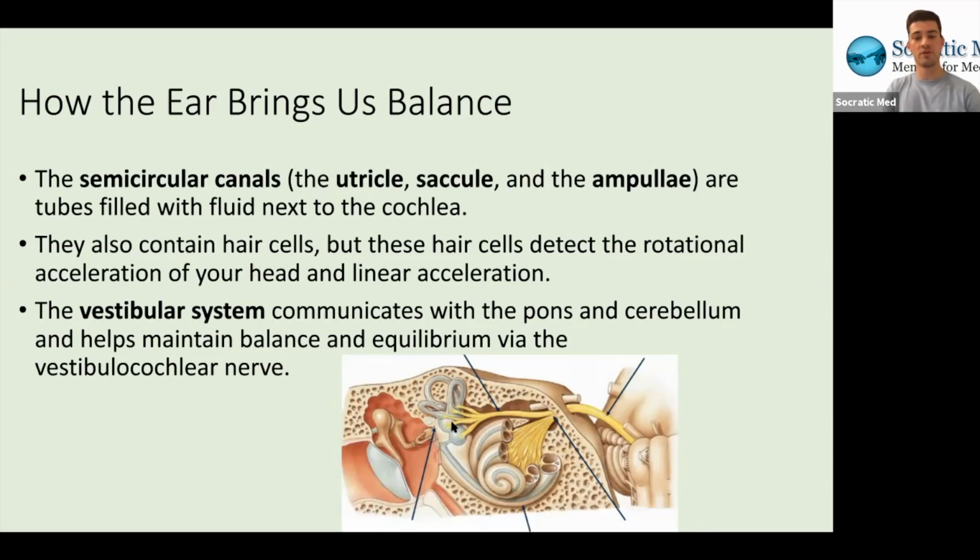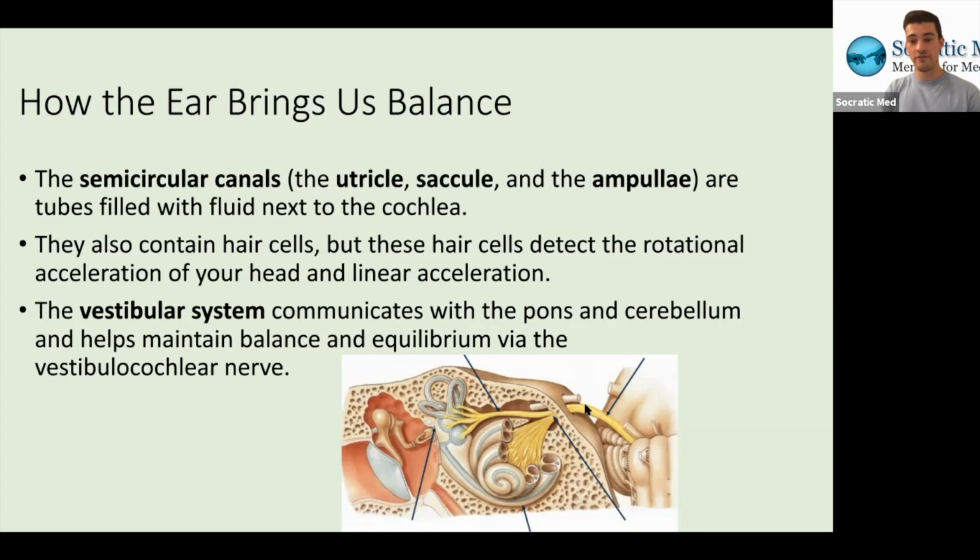Those are super important in terms of your bodily awareness. They contain hair cells as well. And the way in which they switch mechanical vibrations to electrical impulses is basically the same way, but instead of detecting sound, they detect the rotational acceleration of your head and linear acceleration of your body as well. Before, I talked a little bit about the vestibulocochlear nerve and how it branches off into two divisions once it gets close to the ear. You can actually see that pretty well in this image.